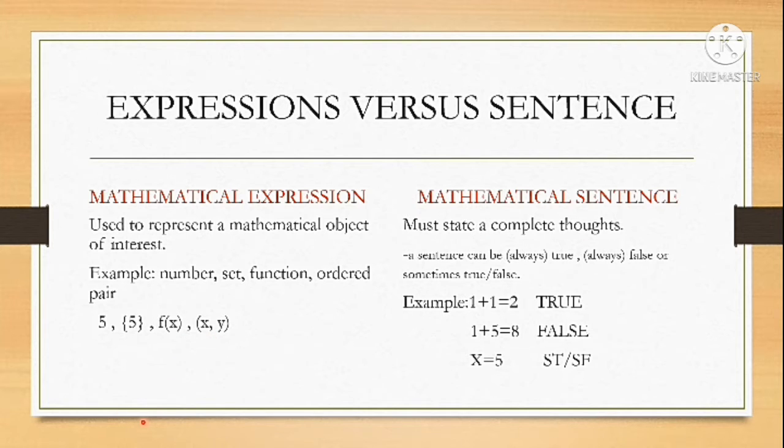While a mathematical sentence is the analog of an English sentence, it is the correct arrangement of mathematical symbols that states a complete thought. A sentence can be always true, always false, or sometimes true and sometimes false. Example: 1 plus 1 is equal to 2 is true. 1 plus 5 is equal to 8 is false. x is equal to 5 is sometimes true and sometimes false.